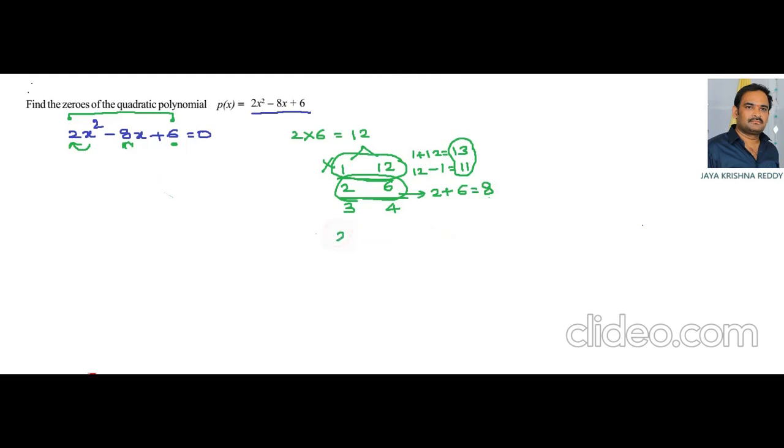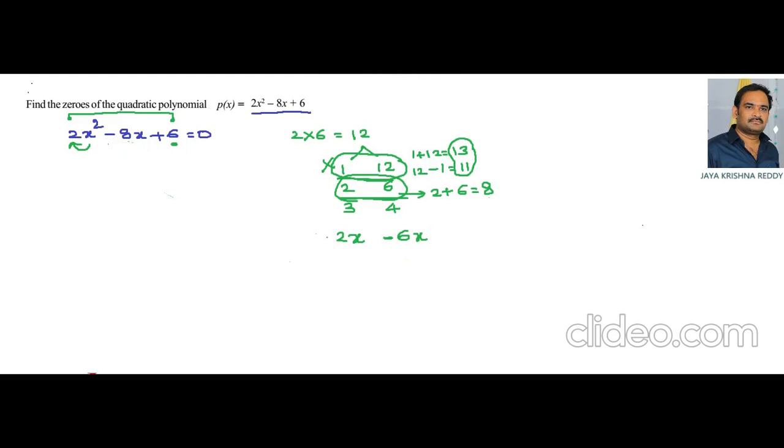So write the two terms here, 2 and 6, and the variable of this quadratic polynomial is x. So write x for both the numbers, and the coefficient of x has a negative symbol, minus 8. So keep that minus symbol on the bigger one of 2x and 6x. Which is the bigger one? 6 is the bigger one. So you should keep the minus symbol on the bigger one. The coefficient of x has a negative symbol here, so keep that negative symbol on the bigger one. Okay, so 6 is the bigger one, so keep minus for 6 here.